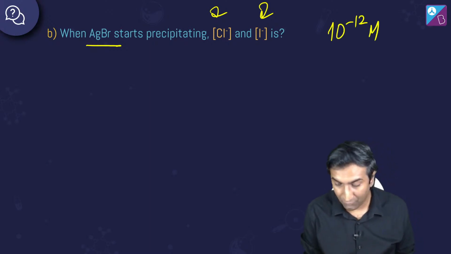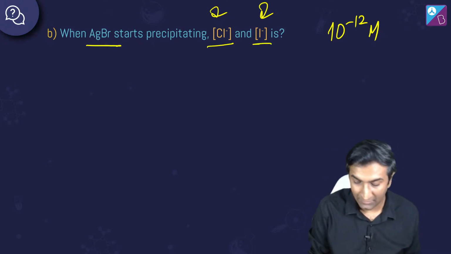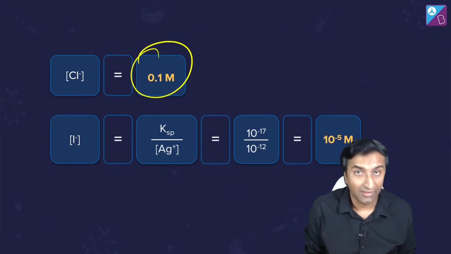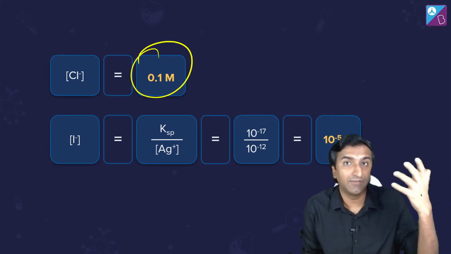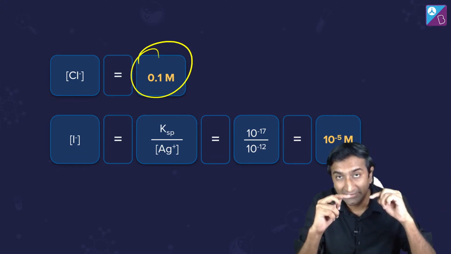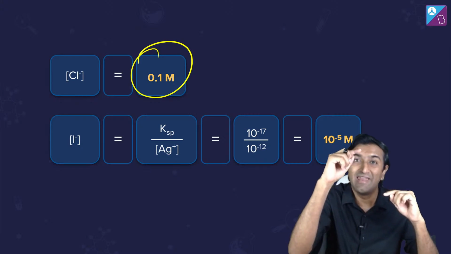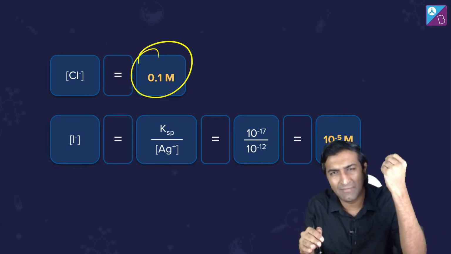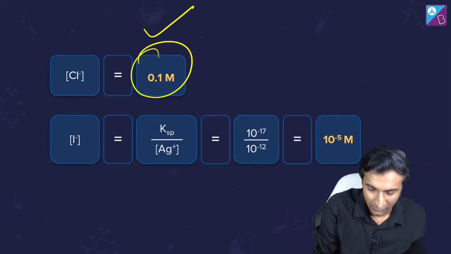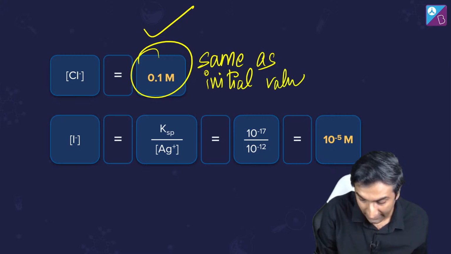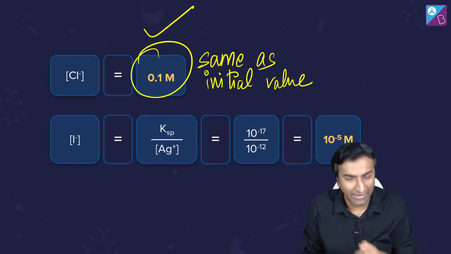Okay, at that point, what is the concentration of Cl minus and I minus? Interesting. Cl minus will still be 0.1, because Cl minus is not precipitating. Cl minus has not precipitated yet. Remember, the order is first I minus starts precipitating, then Br minus, then Cl minus. Since we are at the middle place, which is Br minus, Cl minus is not precipitated. So it remains as 0.1, the same as the initial value.